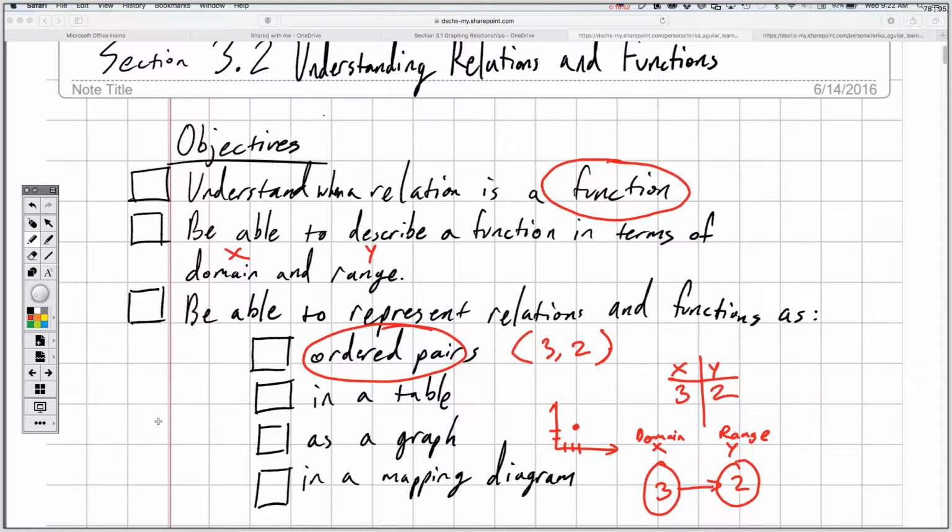Which 3? This x? Right here? Domain. Domain and then x. Okay, go ahead and turn the page. Let's go to the next part.